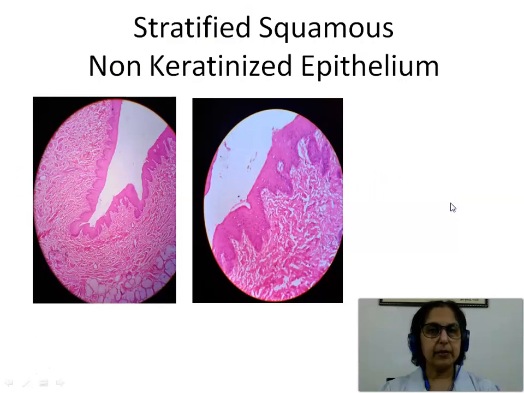Same is seen here, the H&E slide of esophagus, the low power view where we see the epithelium, non-keratinized stratified squamous epithelium. And this is the high power view showing us the basal layer, the middle layer of cells, and the surface cells which are nucleated and squamous. So, lining epithelium of esophagus, stratified squamous non-keratinized epithelium.